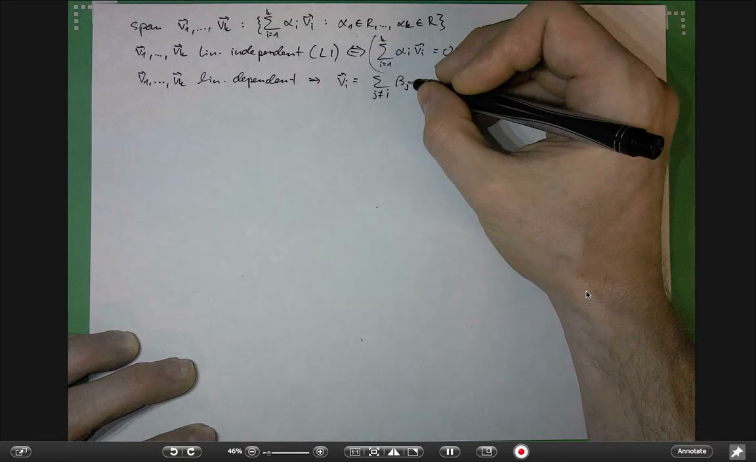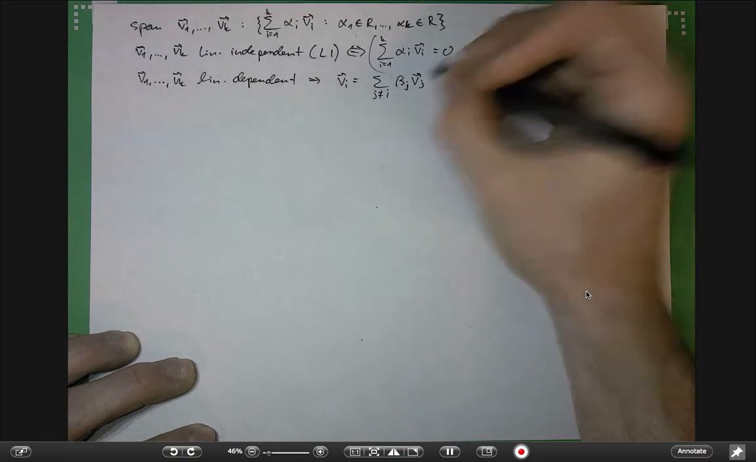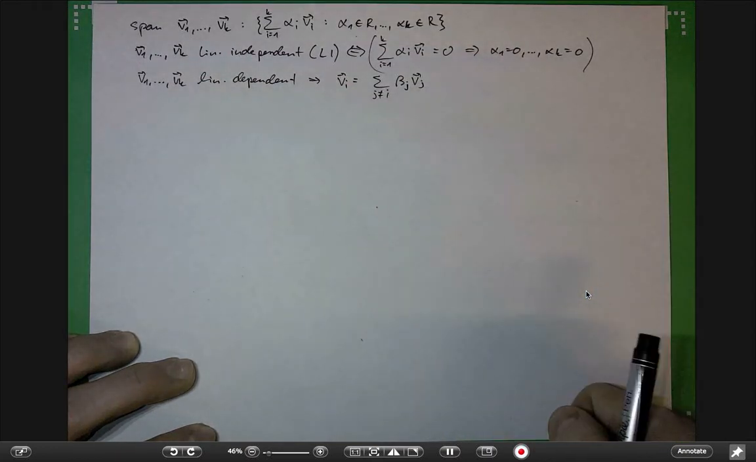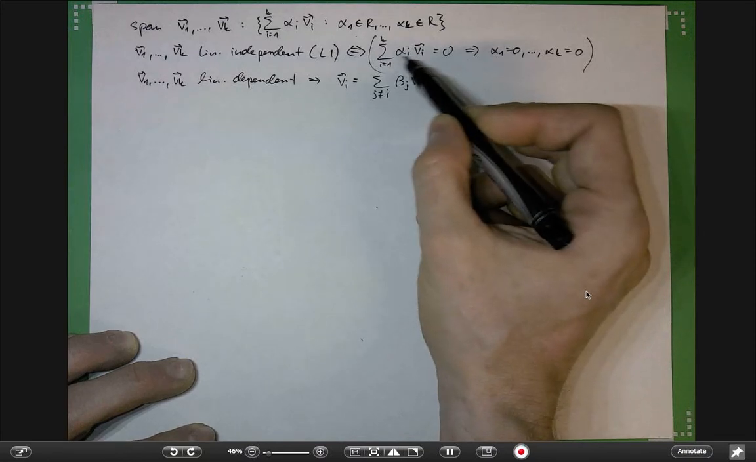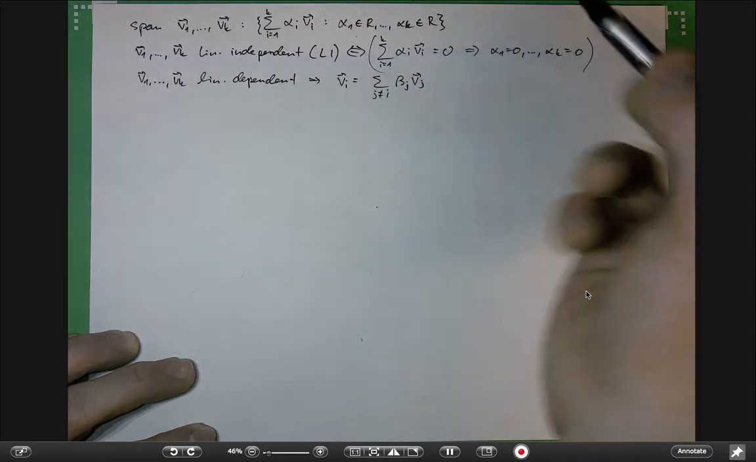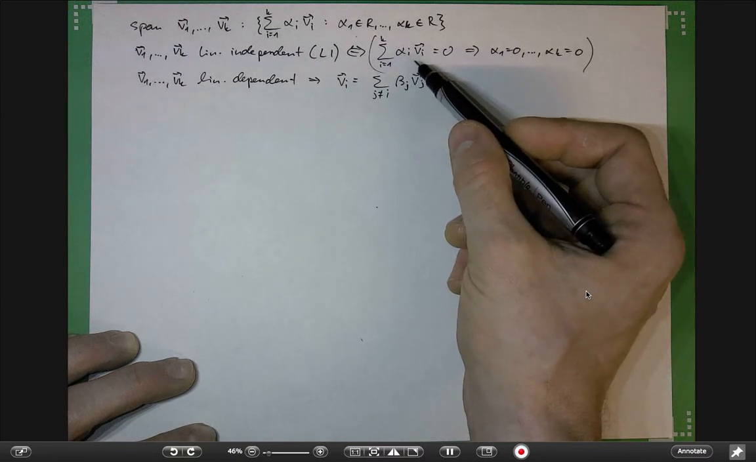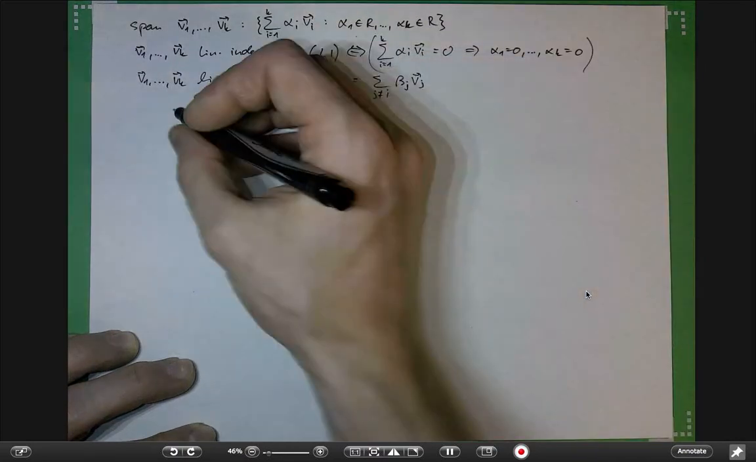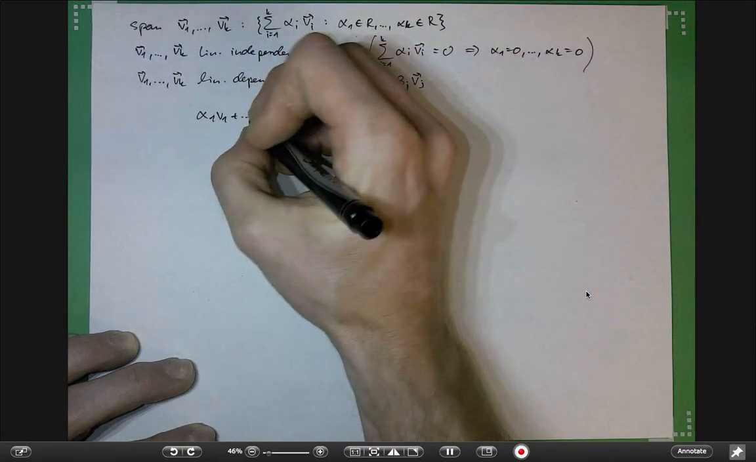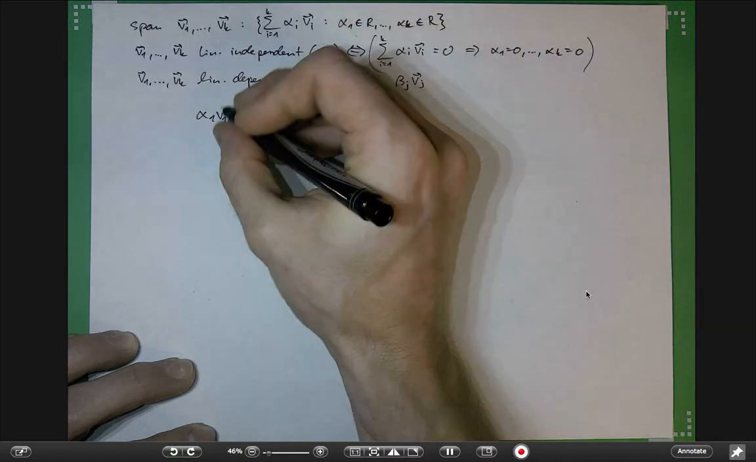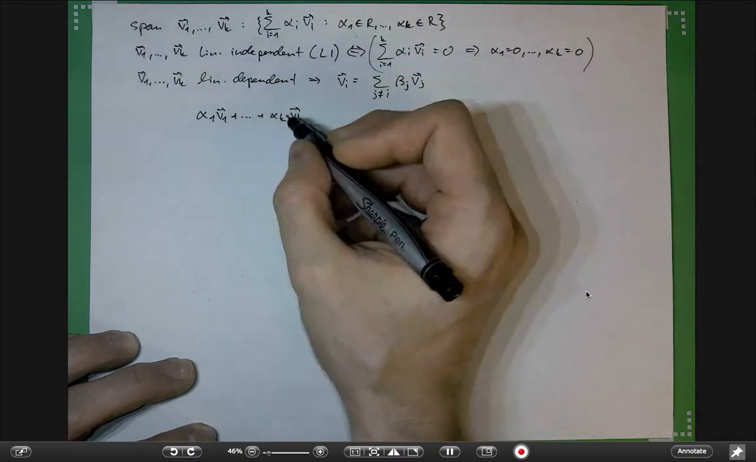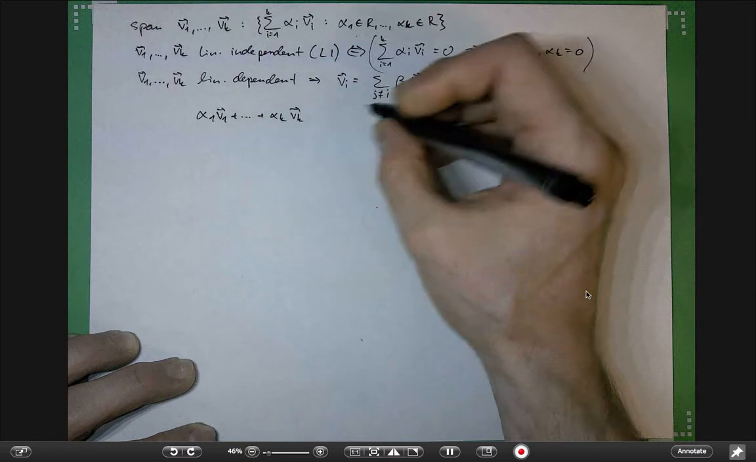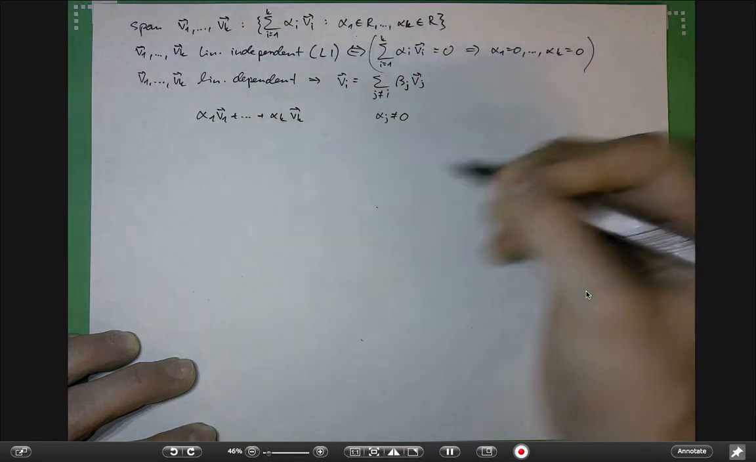The sum of beta j vj means I'm summing over all of these except for the number i. And that's because if they are linearly dependent, there exists a non-trivial combination that gives me 0, and that means that at least one of these alphas is non-zero. Maybe it's better if I write it like this: alpha 1 v1 plus up to alpha k vk. If the combination is non-trivial, at least one alpha must be non-zero. Let's say some alpha j is non-zero, and then I can divide by it.